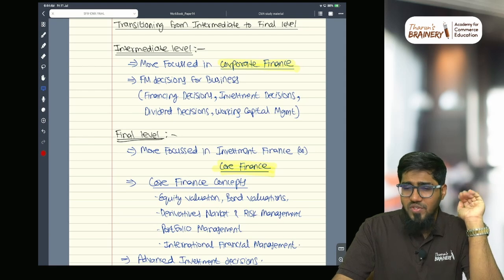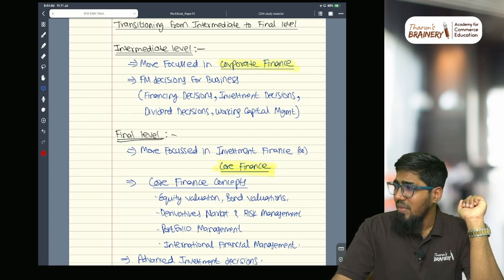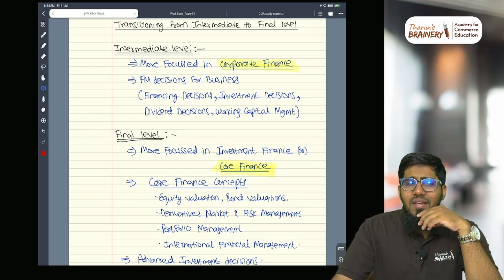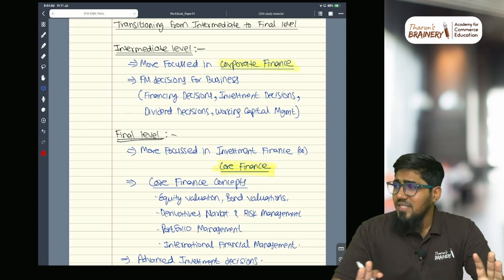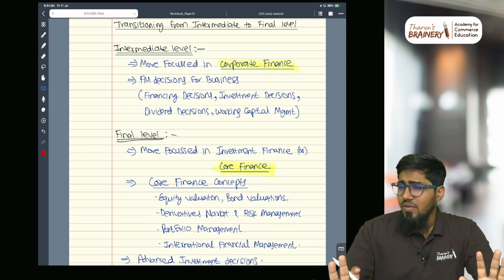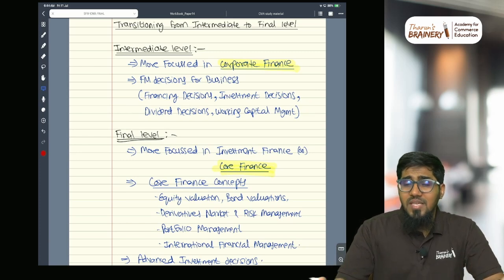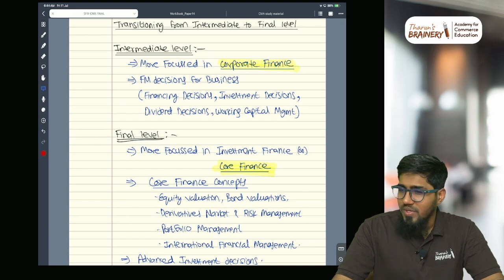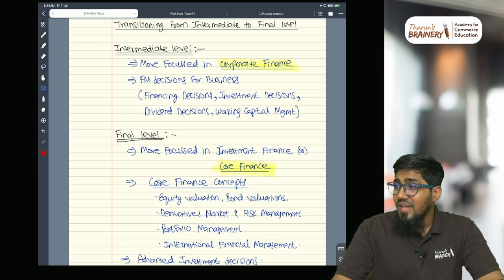Likewise, even in professional courses, CA, CMA, CS are generic, having basic things. CMA is more focused on cost management. CS is more focused on secretarial practice. All the corporate and legal matters are handled in company secretary.